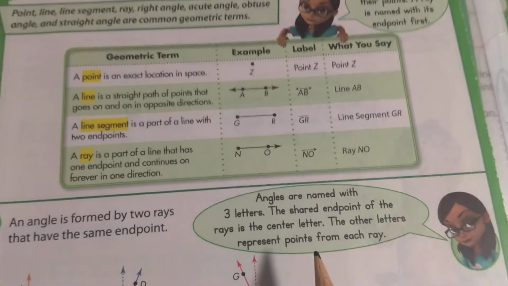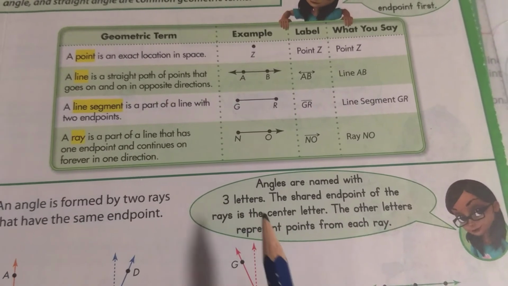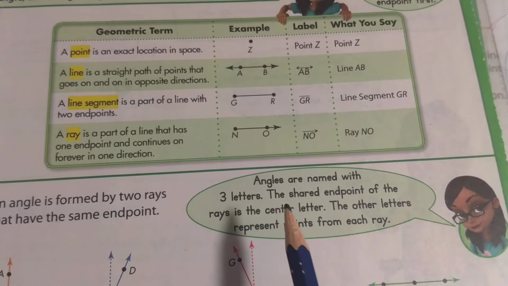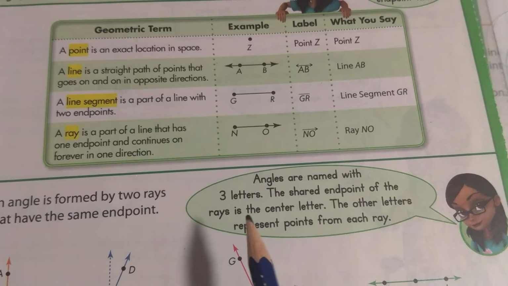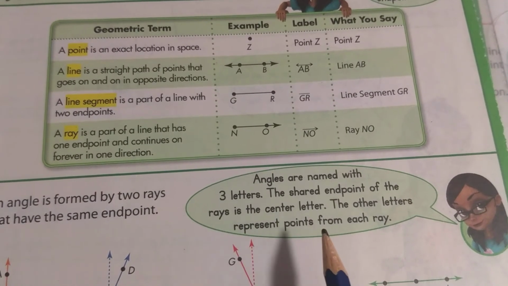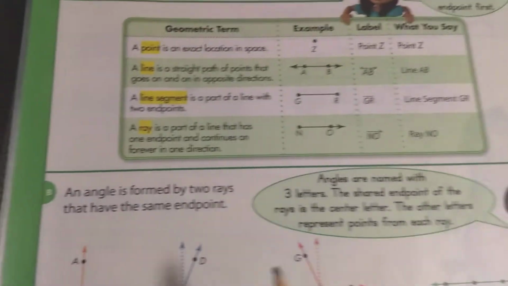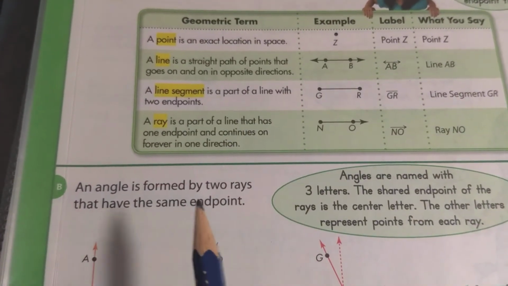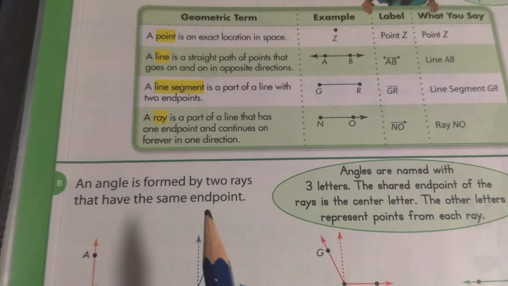Okay, at the bottom, it says angles are named with 3 letters. The shared endpoint of the rays is the center letter. The other letters represent points from each ray. All right, now, an angle is formed by 2 rays that have the same endpoint.